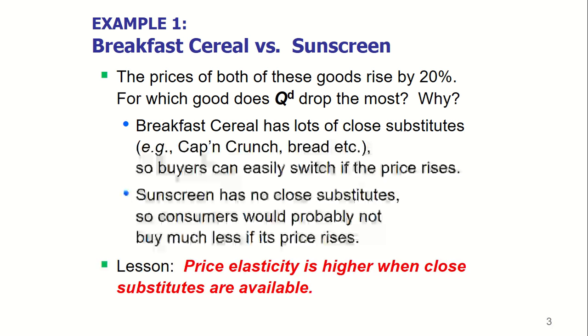When there is something you can switch to, you tend to have a higher price elasticity, which basically means your response to price changes. You have a higher response to price changes when there is something that you can easily substitute for.